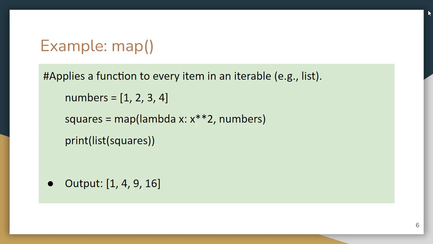We can write this program in any IDE like Jupyter, IDLE or VS Code, or any online Python compiler, to execute this. Whenever we execute this code, we get the output 1, that is 1 square, 4, that is 2 square, 9, that is 3 square, and 16, that is 4 square.